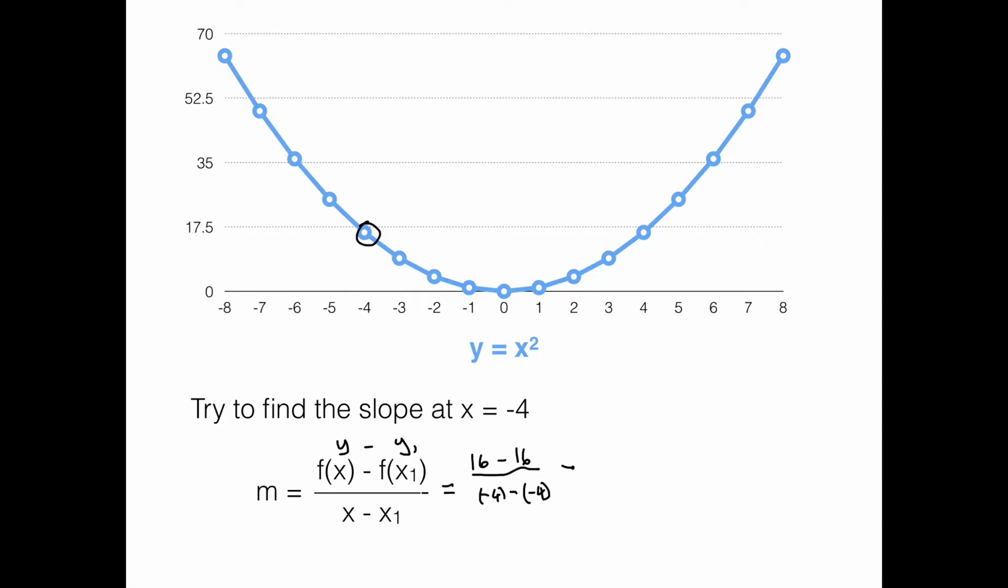And you might see where we're going with this, but let's just take it on anyways. So that becomes 16 minus 16, which is 0. -4 minus -4 is just -4 plus 4, which is also 0. And this is our final answer for the slope.